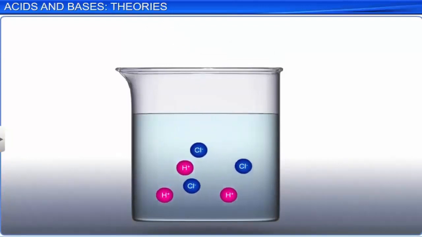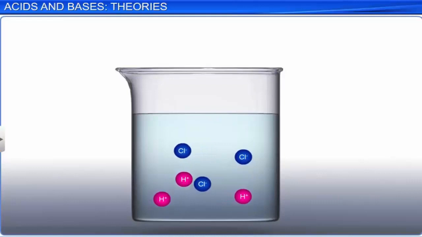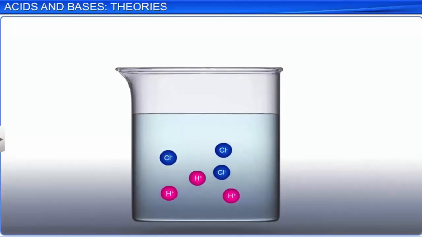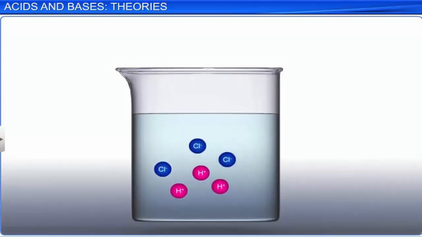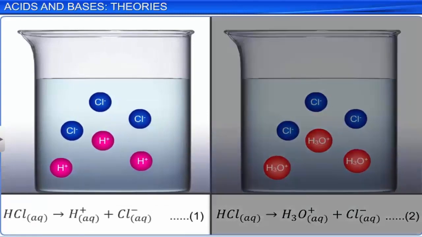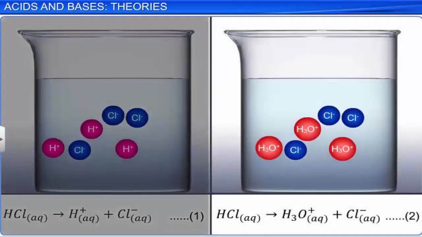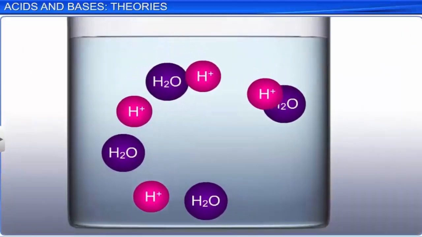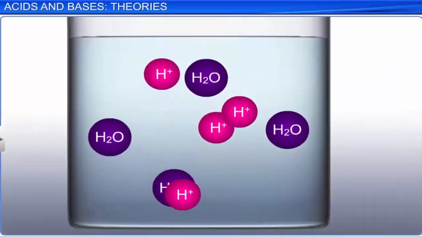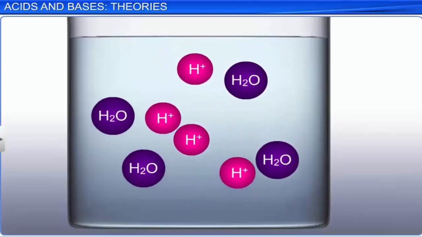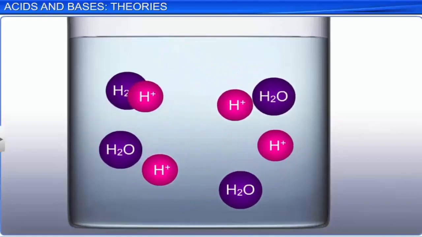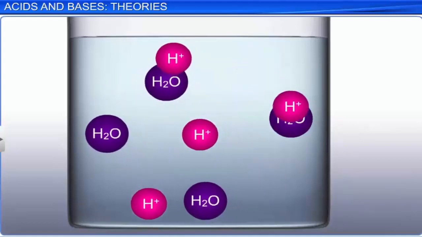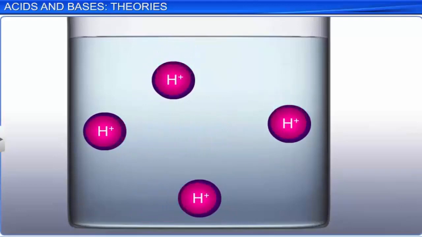The ionization of hydrochloric acid in an aqueous solution can be represented in the form of equation 1 or equation 2 as shown here. As a bare proton, H+ is very reactive and cannot exist independently in an aqueous solution. Instead, it bonds to an oxygen atom of the water molecule and forms H3O+, the hydronium ion.